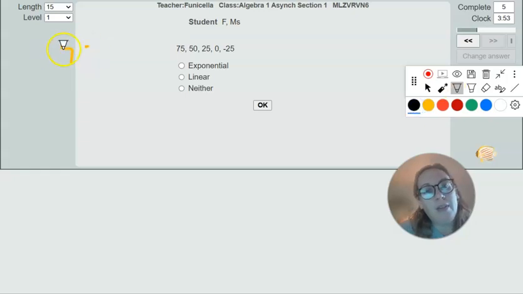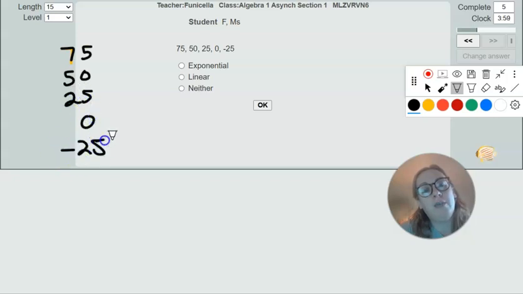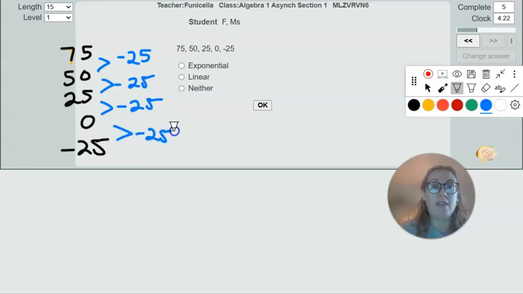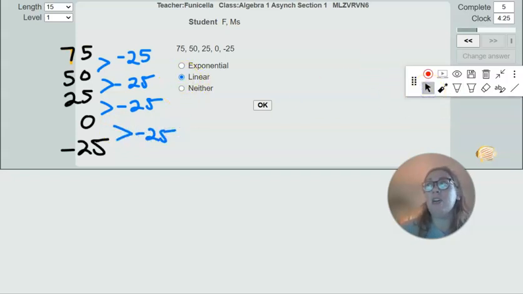These numbers, we have 75, 50, 25, 0, negative 25. We can see they're going down, and they're going down pretty consistently at the same rate. So we're going to think about subtraction. We're going to subtract 25 from 75 to get 50. 50 minus 25 is 25. 25 minus 25 is 0. And 0 minus 25 is negative 25. So this is linear. It's just going down. So this is decreasing linear. That would be a negative slope. Beautiful.